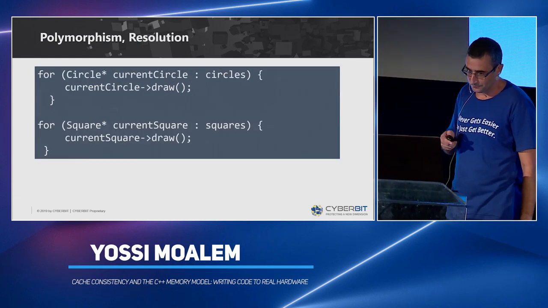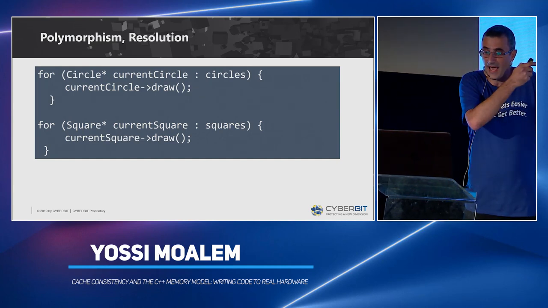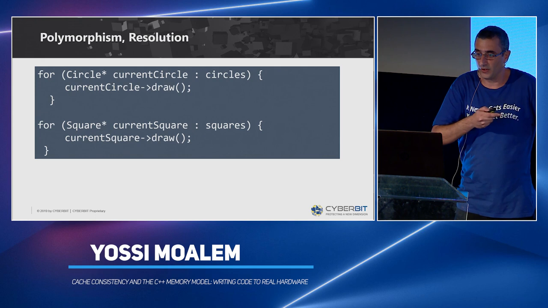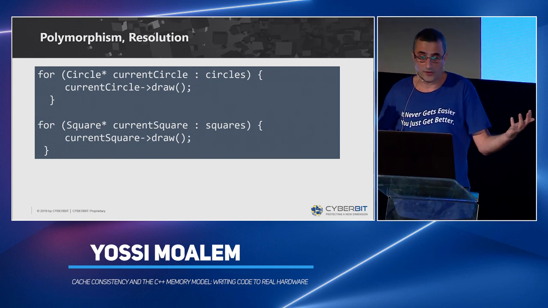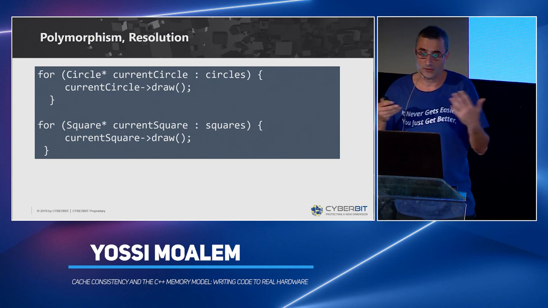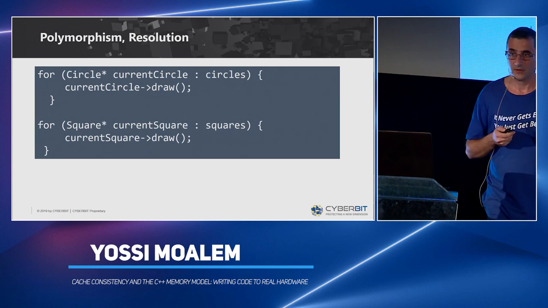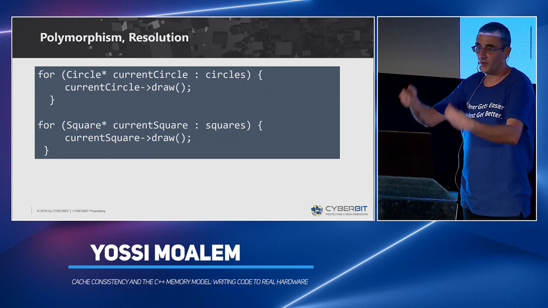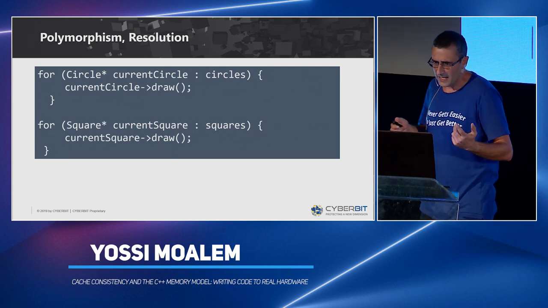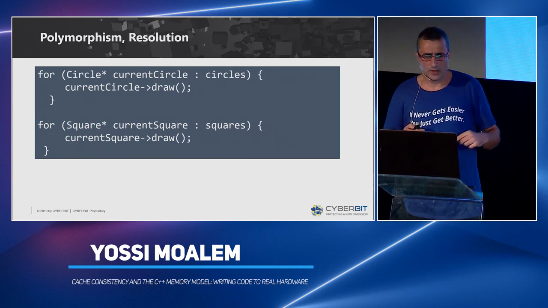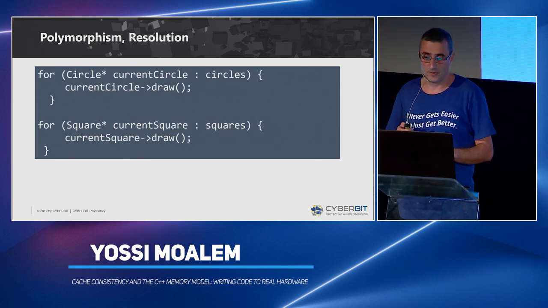If instead we group it according to the actual object that we're holding, we'll first draw all of our circles, then all of our squares, and the instruction cache would remain hot. We'll keep using the same instructions over and over again till we really don't need it. As an added value, we can devirtualize draw, and it could be a static call, which is also a bit faster.